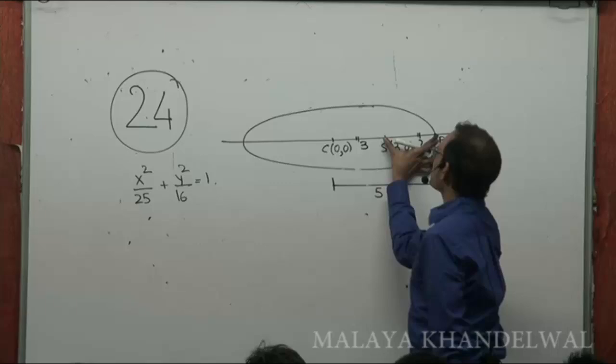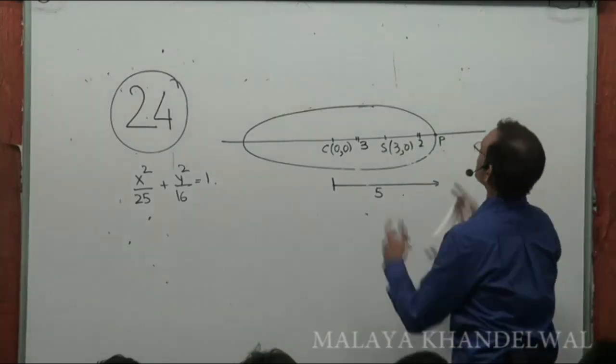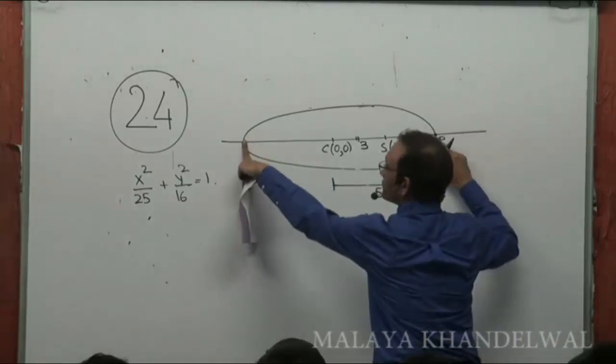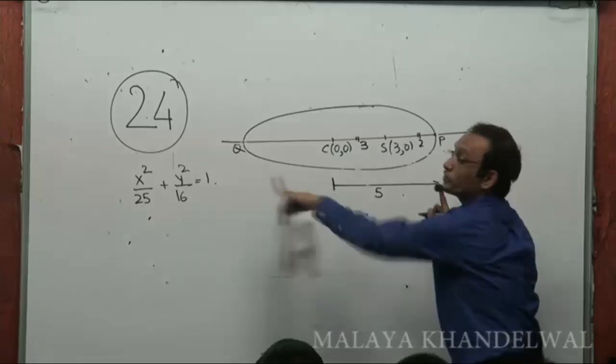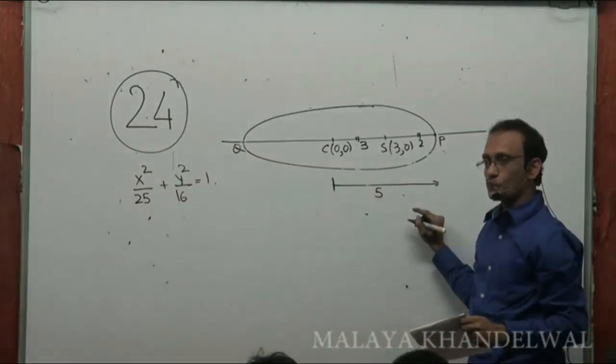So PS is 2. What is it that we need to find? The length of the chord PQ. PQ would be this. If this is one extremity, this must be the chord. So 10 units would be the length of the chord PQ. Right?